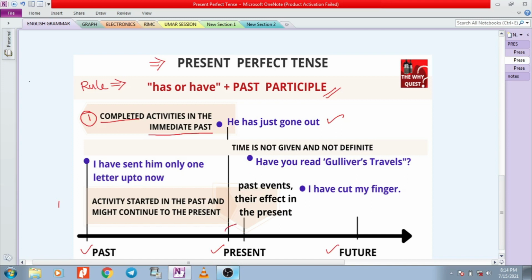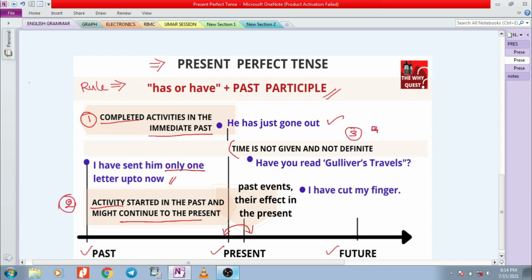The second rule is that activity started in the past and might continue to the present. If you look at the example, I have sent him only one letter up to now. So here you have sent only one letter and there is no assurance that you will be sending another letter in the future.